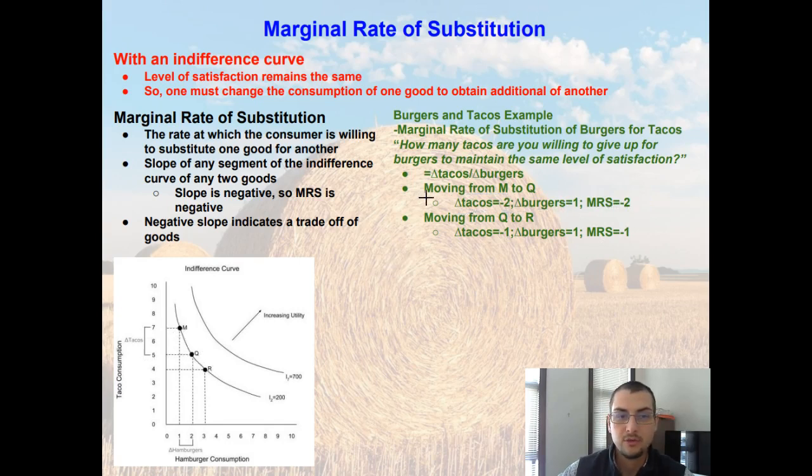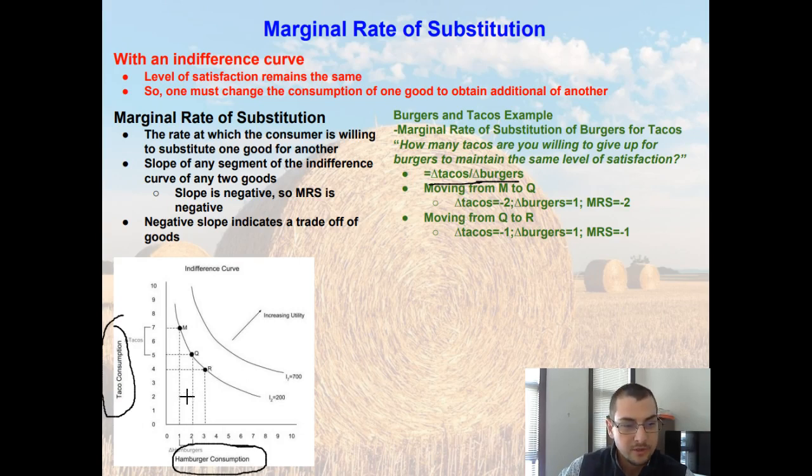Now, why do we do tacos over burgers? Tacos divided by burgers. Well, how do you find the slope of any line? Rise over run, right? If you remember that back to algebra, geometry, wherever you learned it, we're always dealing with rise over run. So in this case, we're going to do tacos, because it's on the vertical axis, over hamburgers on the horizontal axis. So what if we move from Q to R now?